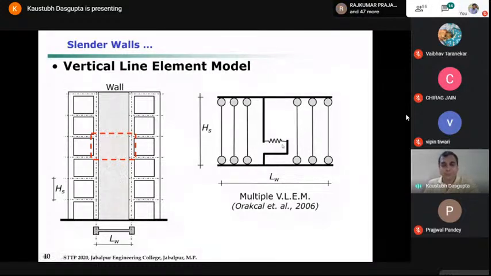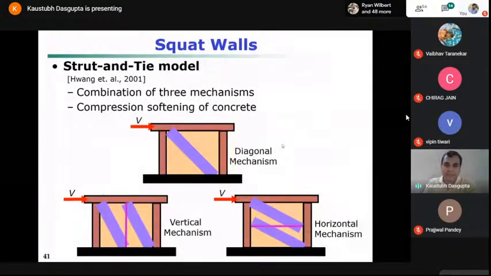So this is the multiple vertical line element model. There have been different modifications on this also, TVLEM, and there are many other models. Okay, so these are fine as far as understanding the behavior is concerned. But it's very obvious that if you ask a designer to apply this model, obviously the answer will be no. It's not feasible. So those are for the slender walls.